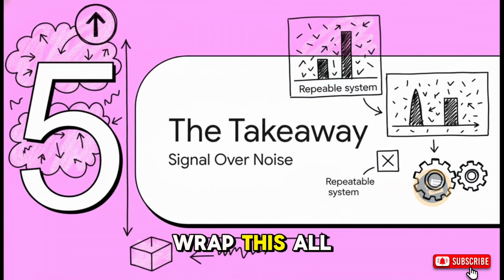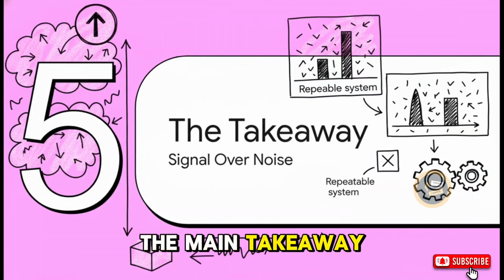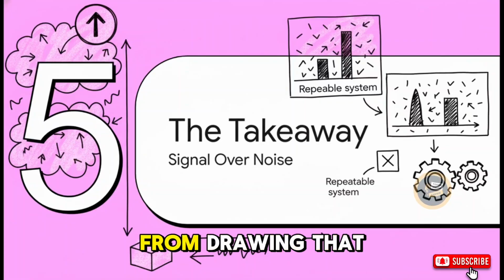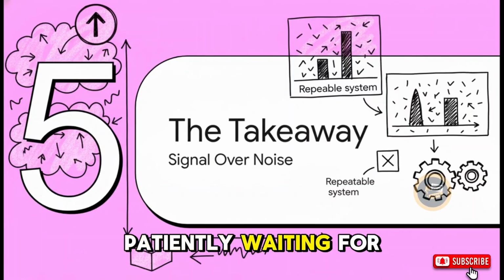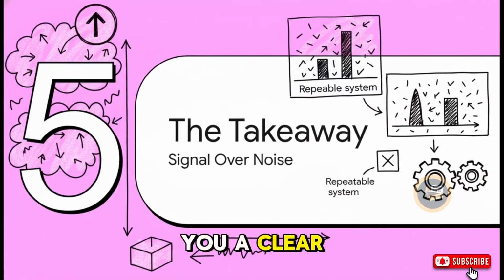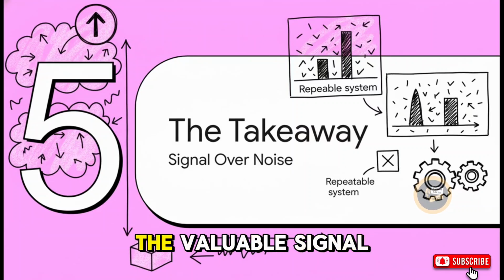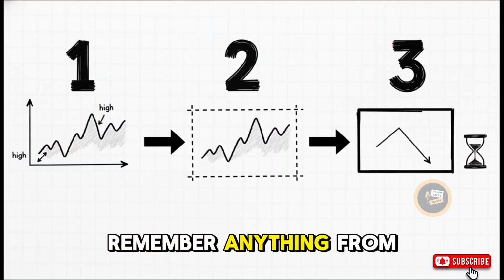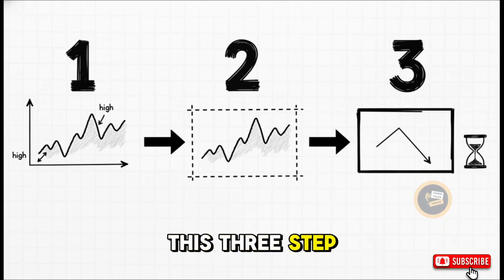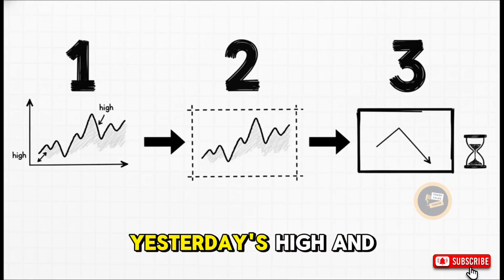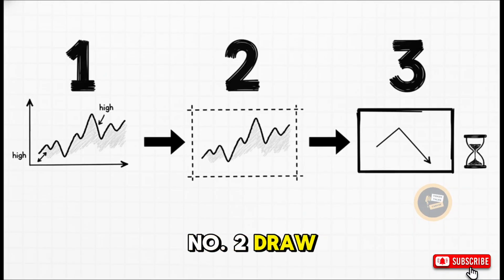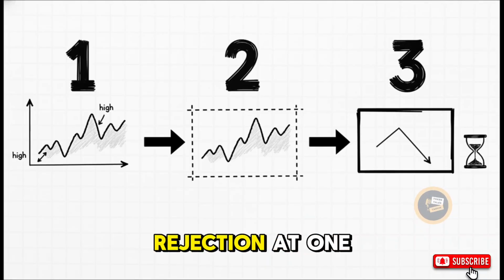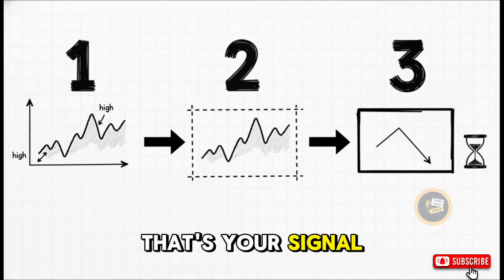So let's kind of wrap this all up and bring it back to the main takeaway. The entire point of this strategy, from drawing that simple box to patiently waiting for a rejection, is to give you a clear, repeatable system for separating the valuable signal from all that distracting noise. So if you remember anything from this, let it be this 3-step routine. Number 1, find yesterday's high and low. Number 2, draw your box. And number 3, and this is the hardest part, wait for a rejection at one of the boundaries. That's your signal. Simple as that.